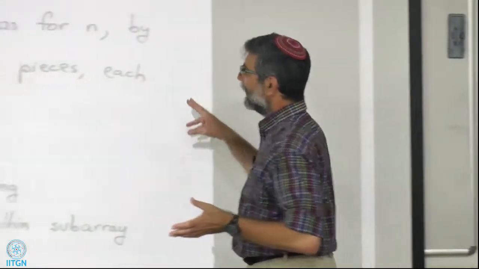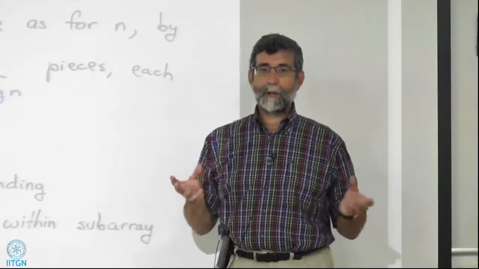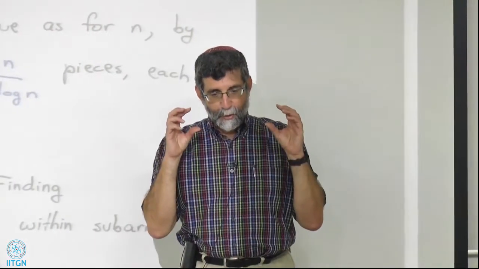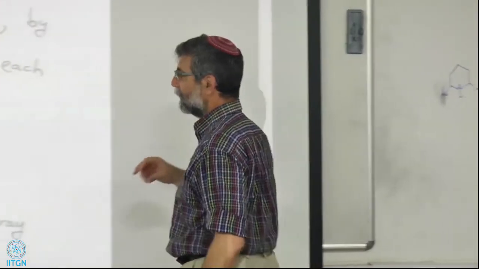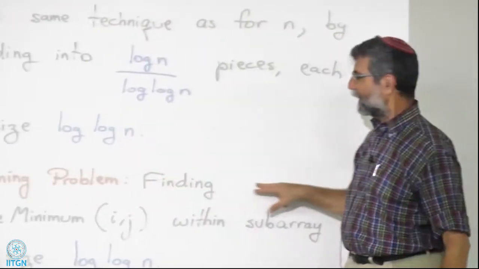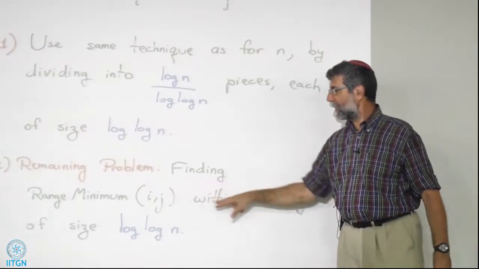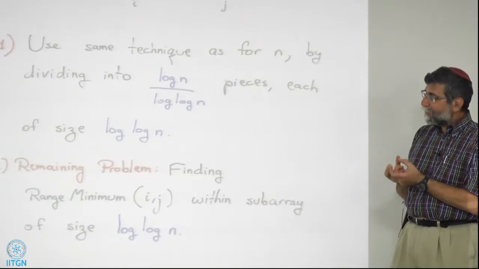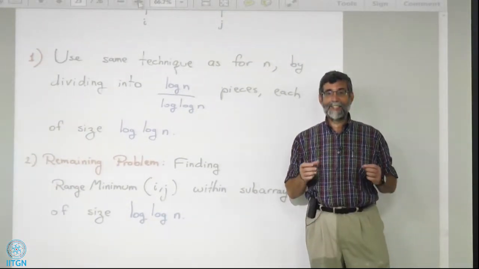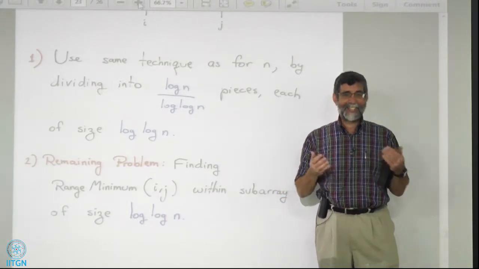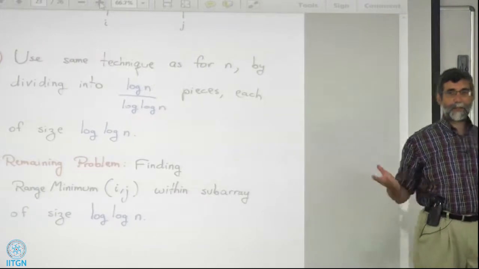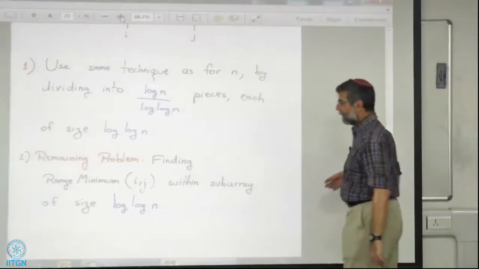And now we can find the range minimum of anything that is not within distance log n from each other, because that's the size of the small sequences now. They're of size log n. So we still have a remaining problem, and that's to find the range minimum ij within a subarray of size log n. So it's getting smaller. Obviously, you can do it again and get size log log n, but we got to end somewhere, because otherwise you're going to end up here with log star.